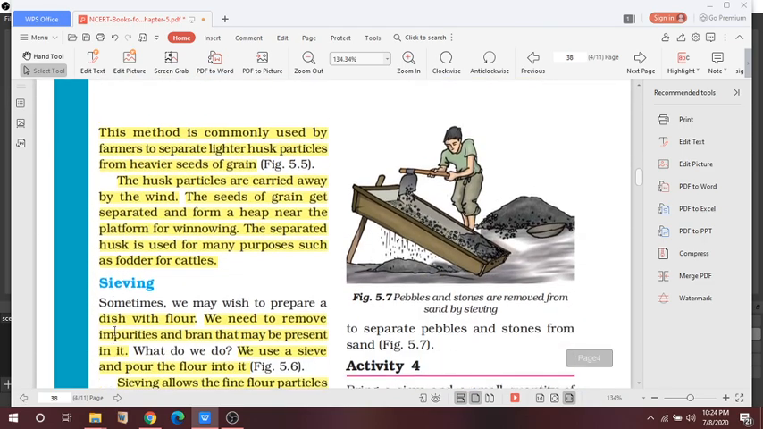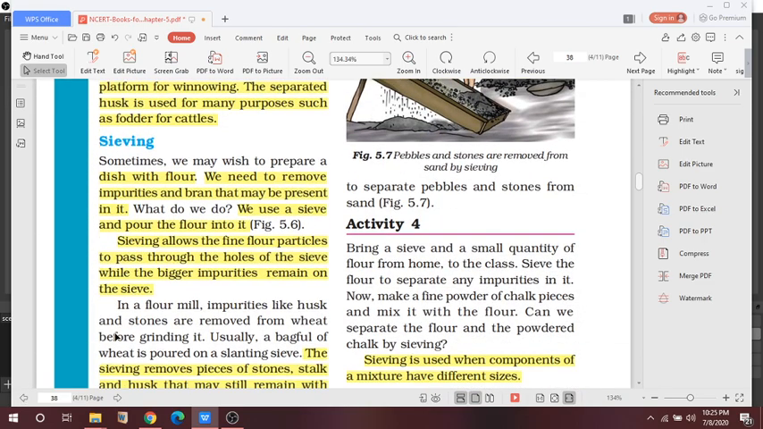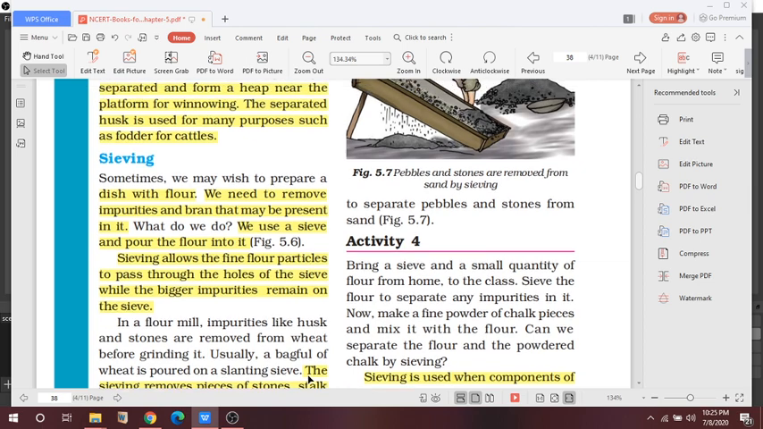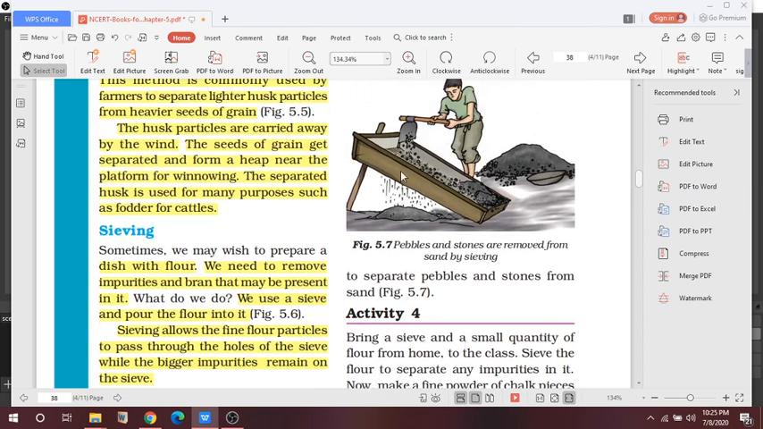The other method is the sieving method. This method of separation is very important because we see it in our daily life: if the components of a mixture are of different sizes, they can be separated by the sieving method. The smaller component passes through the pores of the sieve, like this man standing on the construction site, whereas the larger component is left behind in it. This method is used in some homes to separate wheat bran, the bigger particles, from flour.